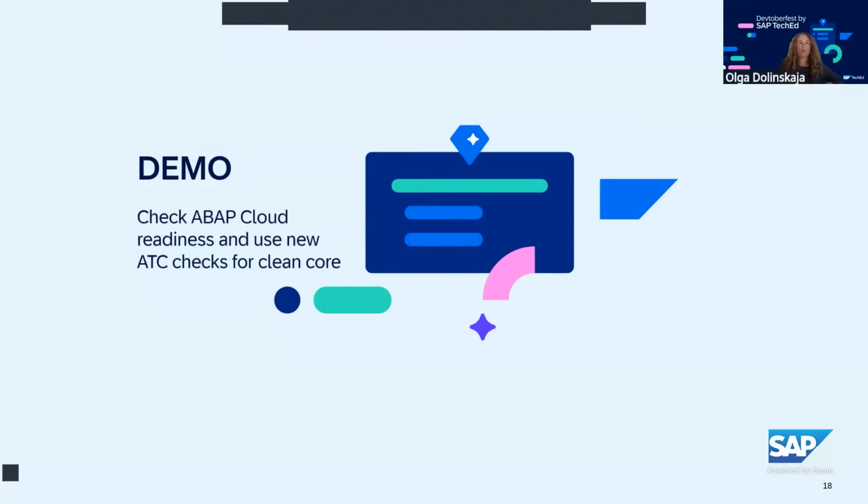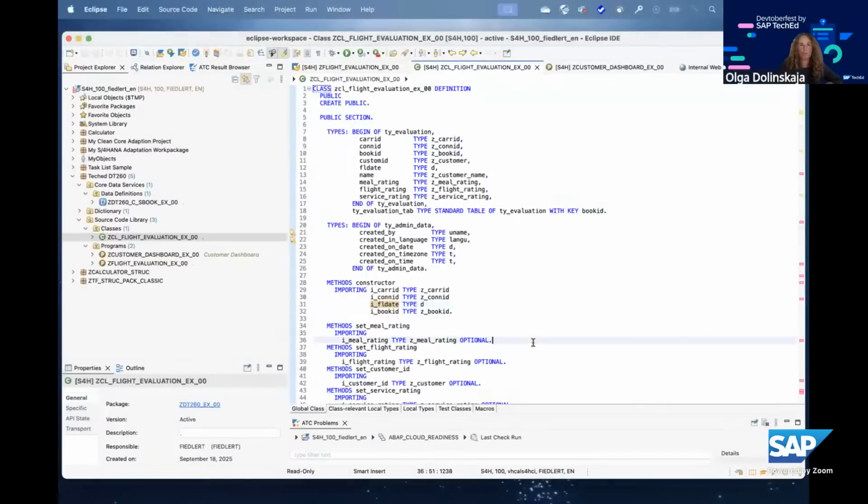So, and now the time for the demo. I would like to hand over to Thomas, who will show you how to check the custom code for ABAP cloud readiness and how to use the new ATC checks for clean core. Thomas, the stage is yours.